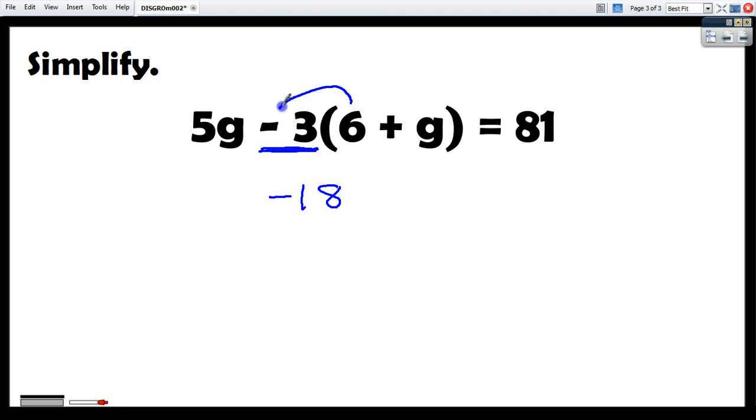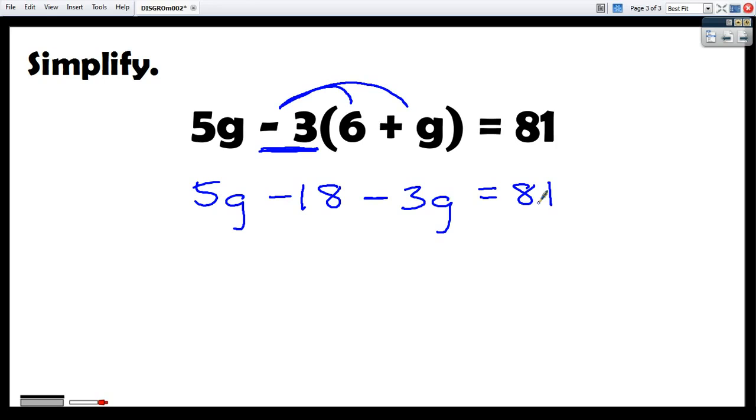Same thing here. A minus or negative 3 times plus g or positive g. Well, negative 3 times positive g, a negative times a positive is a negative or minus sign. And then 3 times g is 3g. The 5g, which was already out of the bag, just gets recopied here, equals 81.